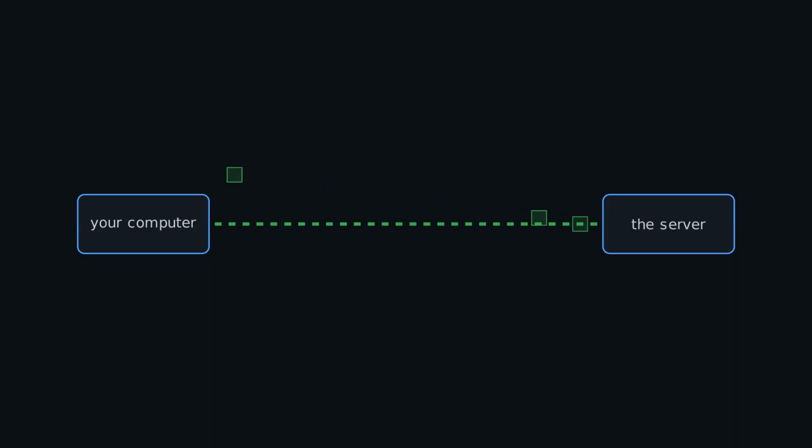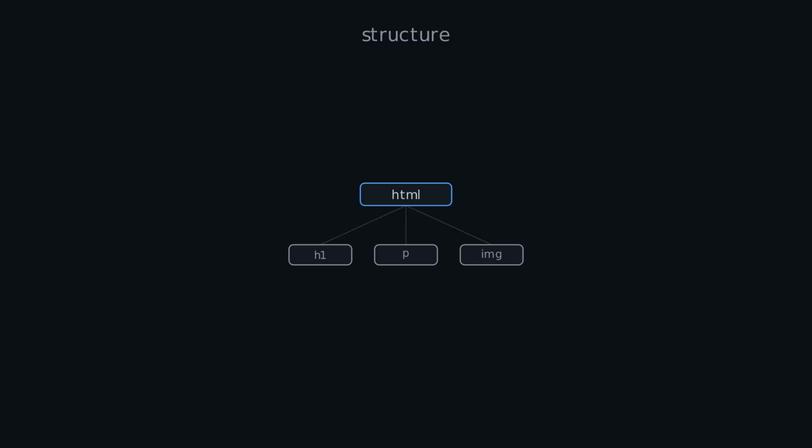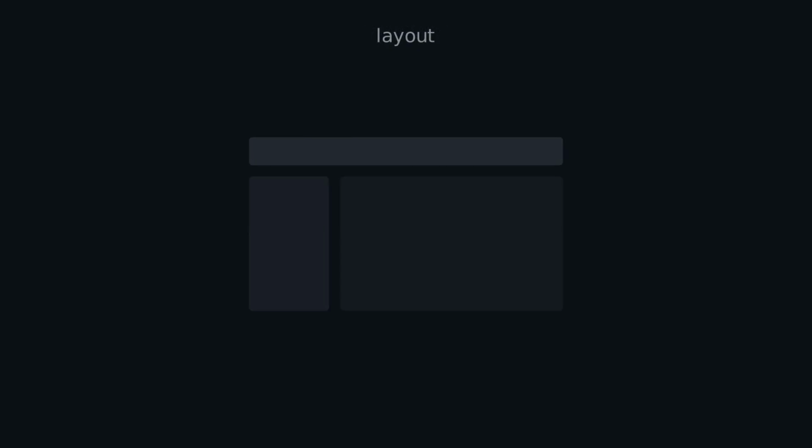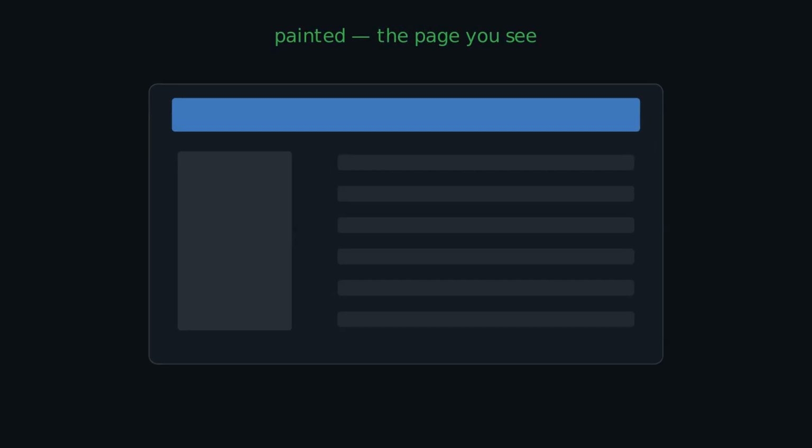And then the page begins streaming back. Not all at once, but in a flurry of small packets. Your browser takes that stream of bytes and reads it like a blueprint. Headings, paragraphs, images, styles. It builds the structure, arranges everything into a layout, and then, finally, paints it, pixel by pixel, onto the glass in front of you.